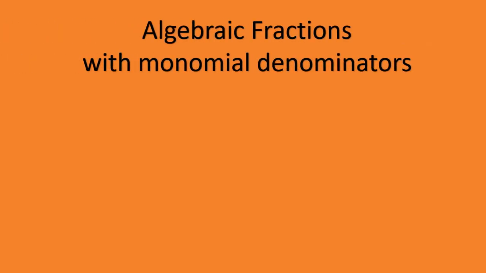Today's topic we are looking at algebraic fractions. Now in algebraic fractions we have fractions with only monomial denominators. Means that it's one term that will be the denominator. In my first example we've got 2x plus 2y divided by 4. 4 is a monomial denominator.